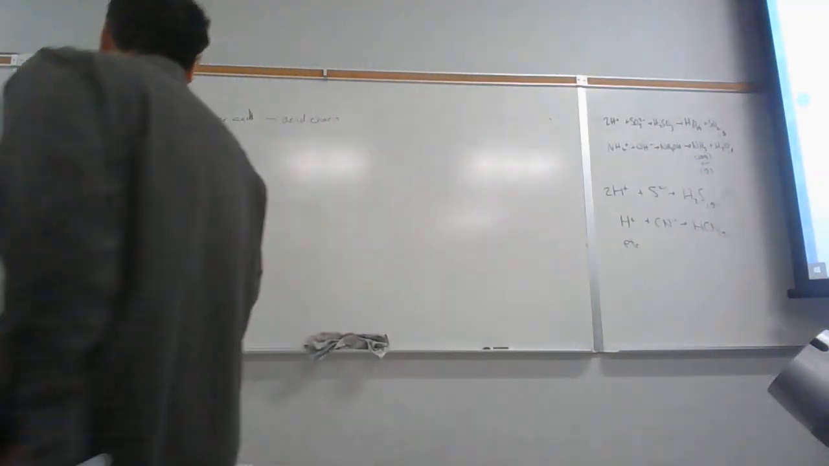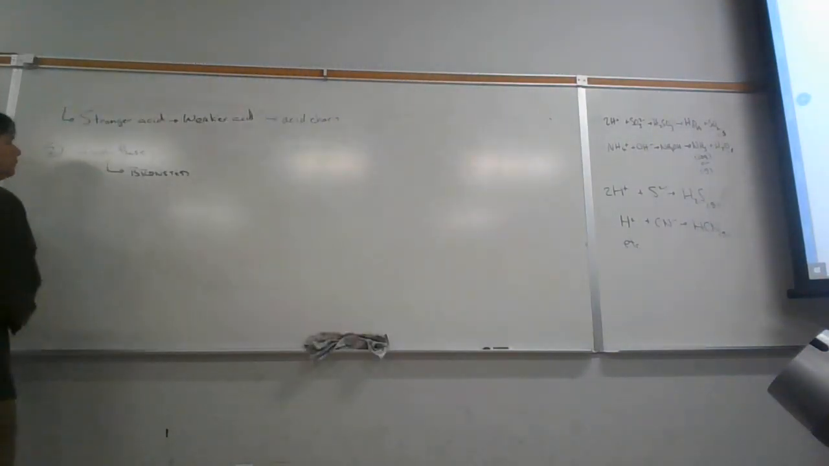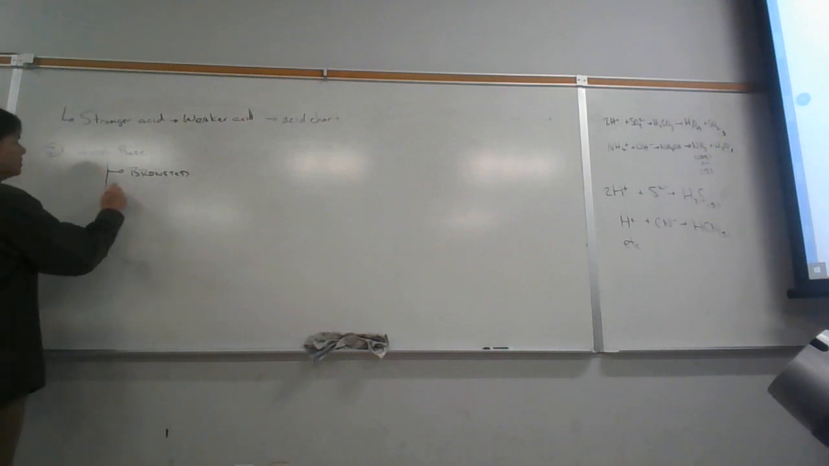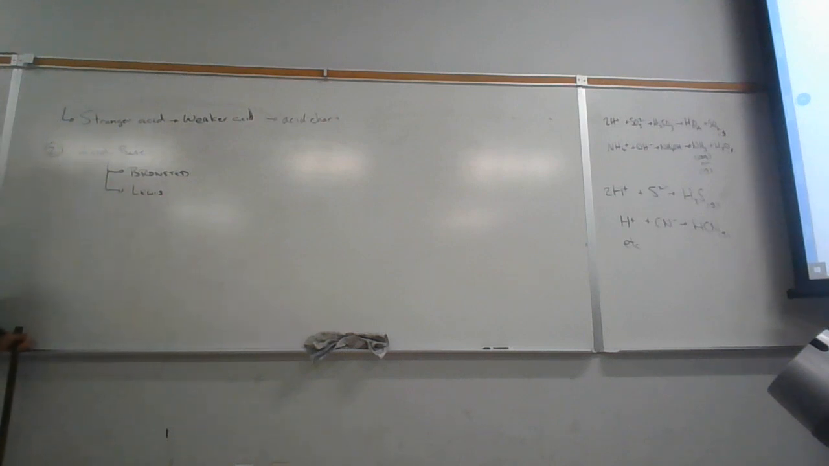So Bronsted says proton donor, proton acceptor. And then we have Lewis. I think I wrote this the other day, but Lewis is defined a little bit differently. The acid in the Lewis definition is defined as the what? The electron pair acceptor.